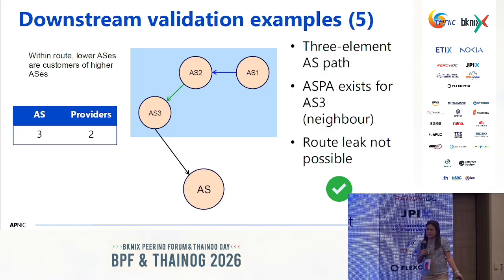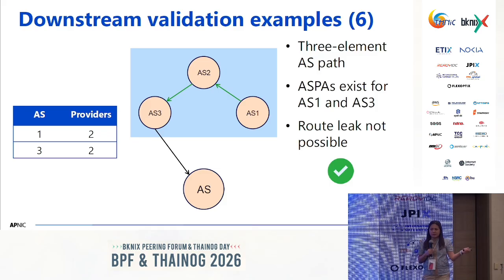Now, suffice to say, if both of them issue an ASPA, so we have AS1 and AS3 issuing ASPAs, listing provider 2 as their upstream, okay? This will have the same outcome. This will also be valid.